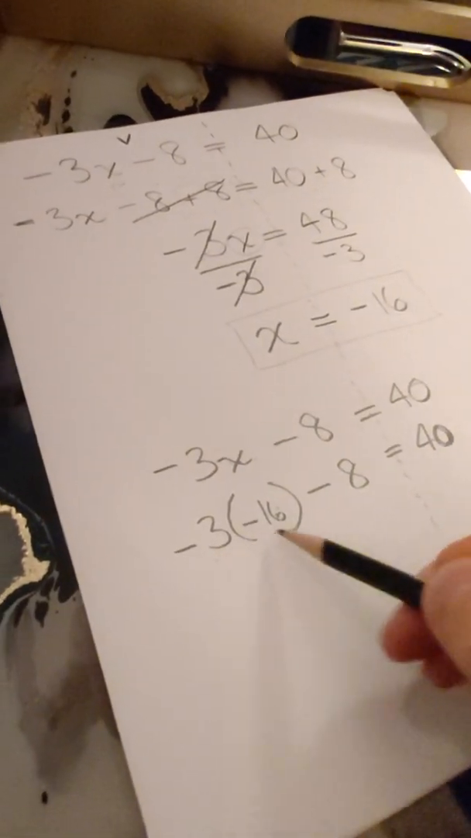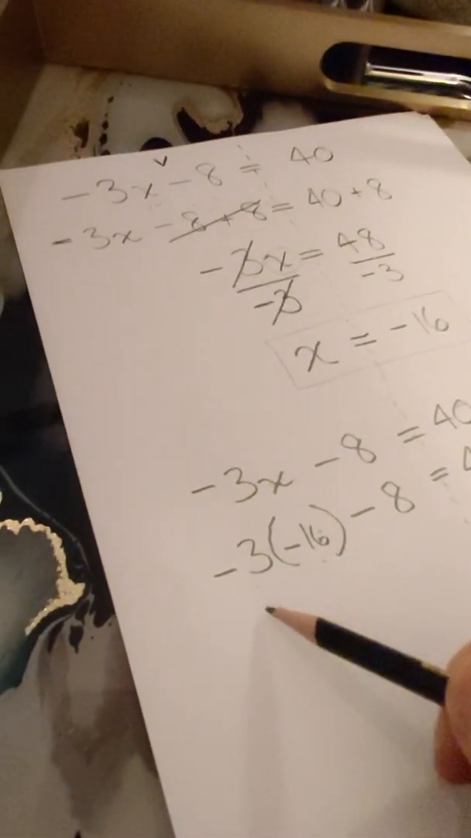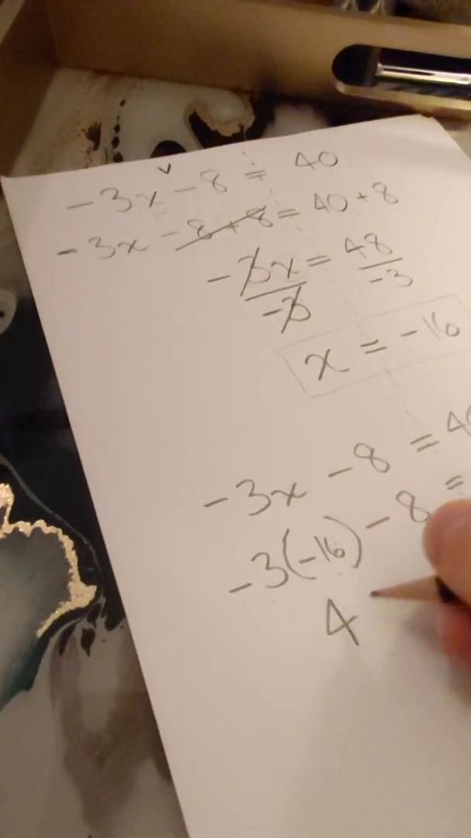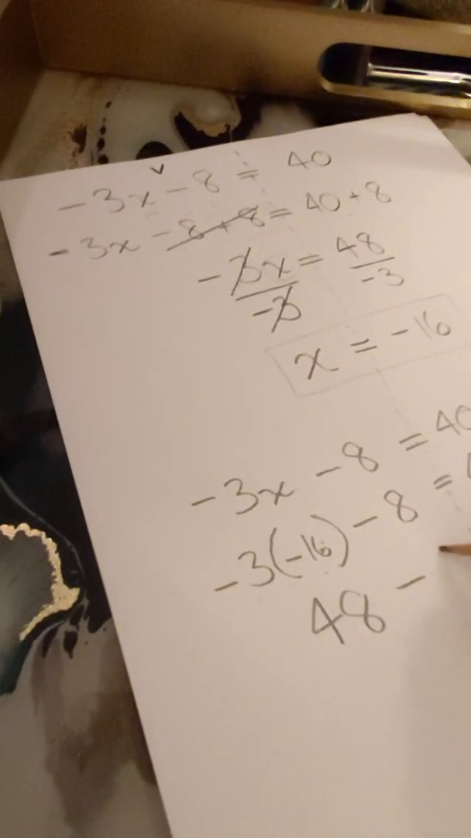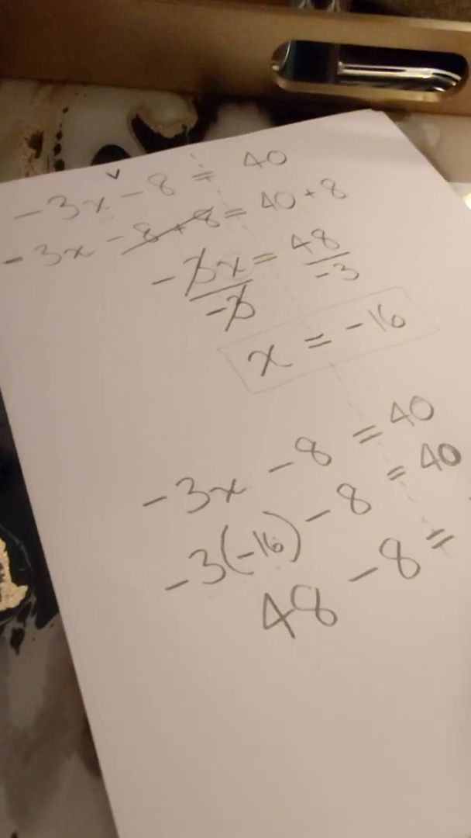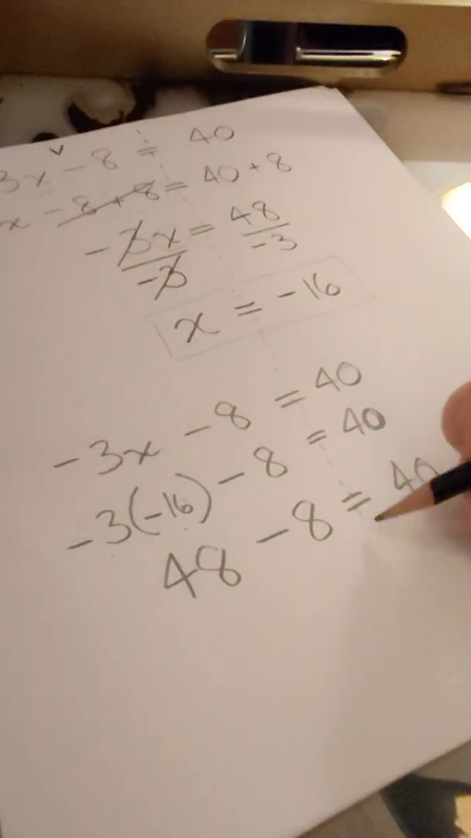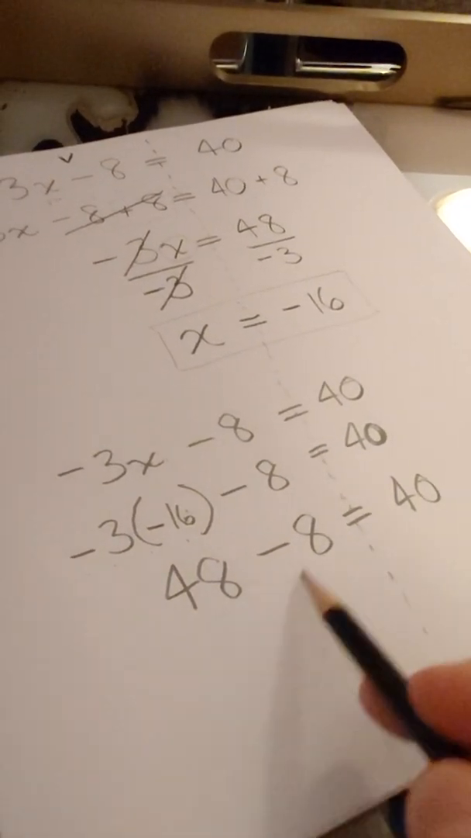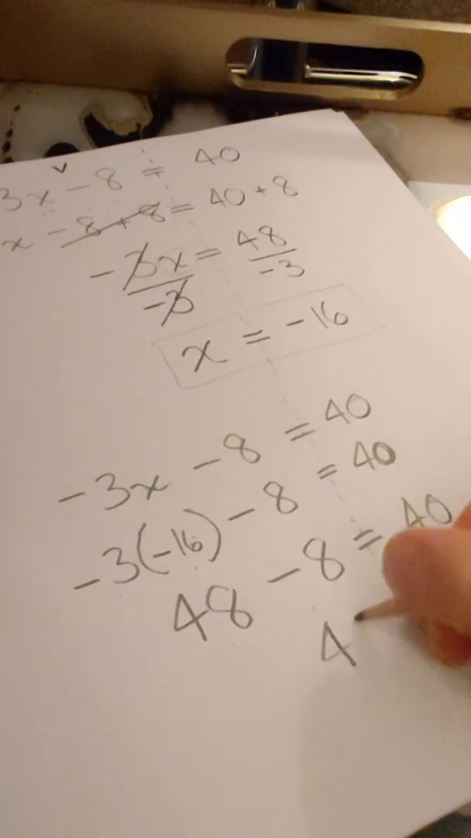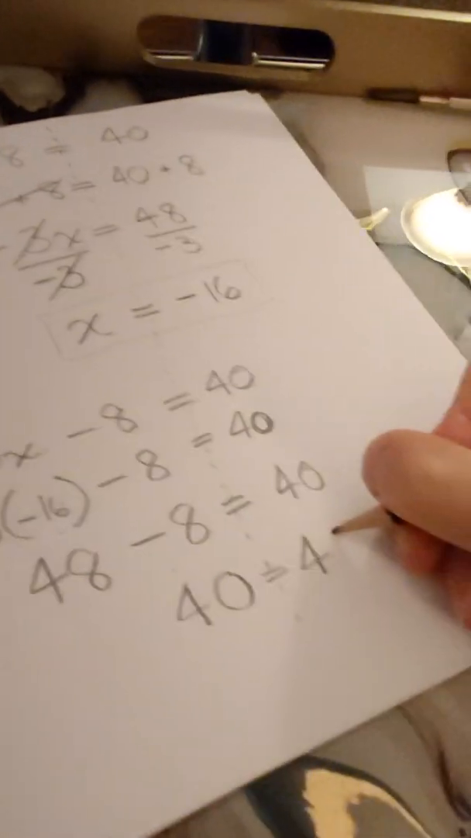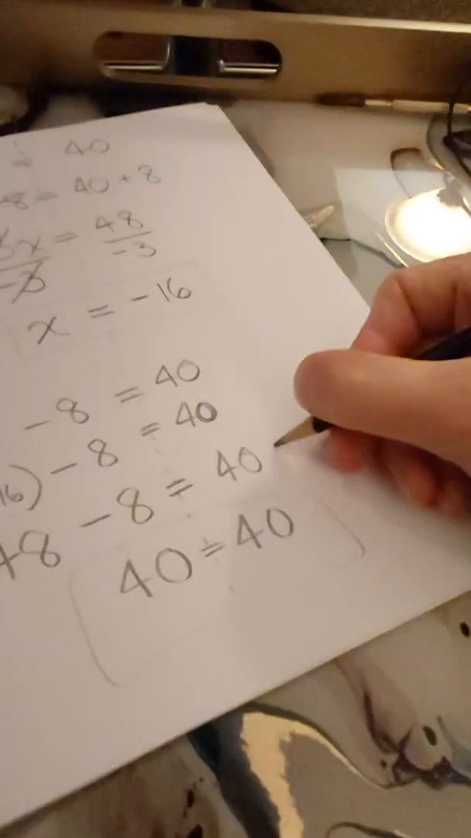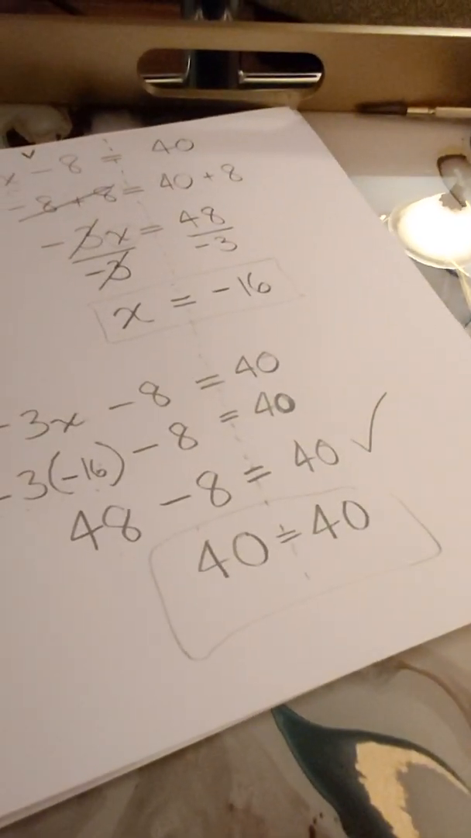Negative 3 times negative 16 should be 48, right? But I have a negative times a negative. It's going to be a positive answer. So it's going to be 48 minus 8 equals 40. And remember, you always want the two sides of the equal sign to be equal. So if I do 48 minus 8, I'm left with 40, which equals 40. And then I know for sure I am correct, okay? Because my check worked out.